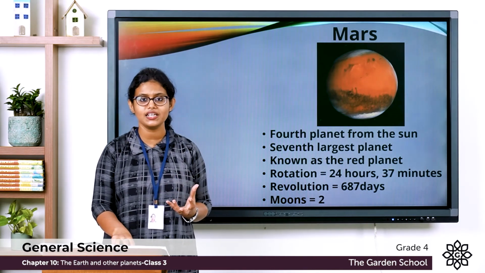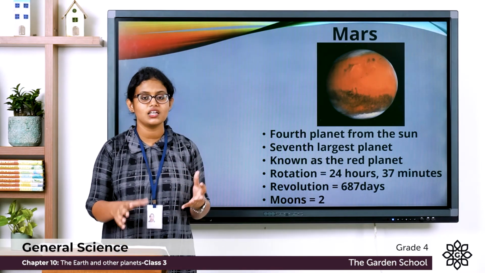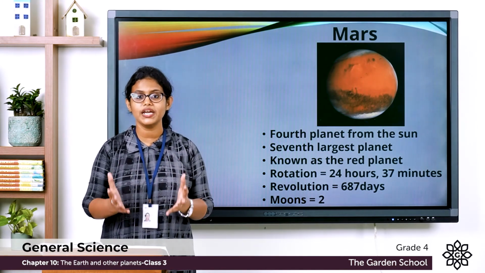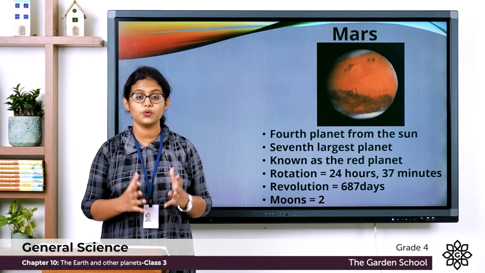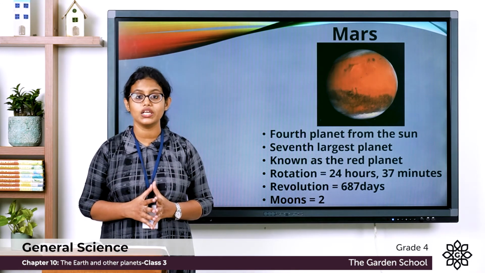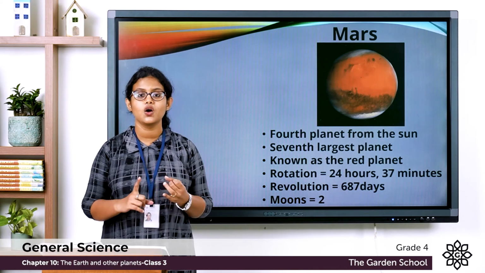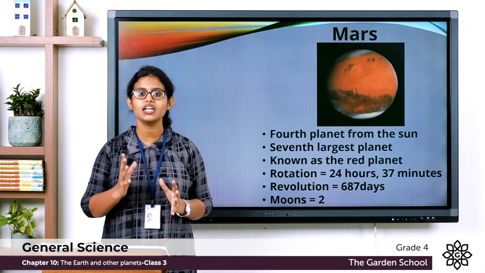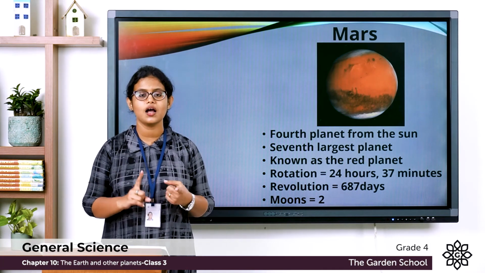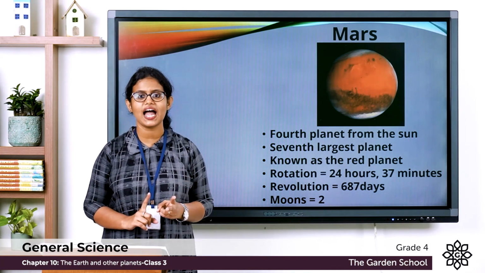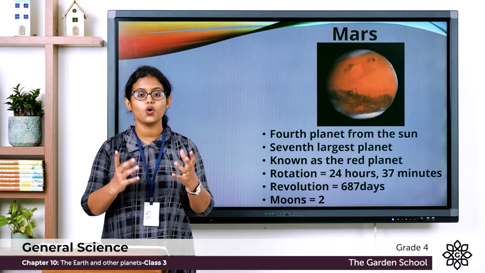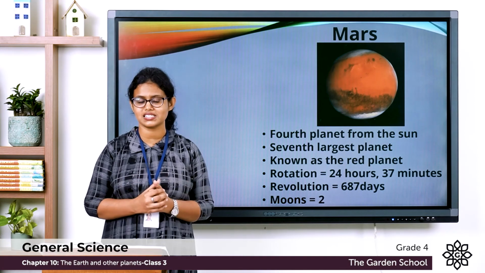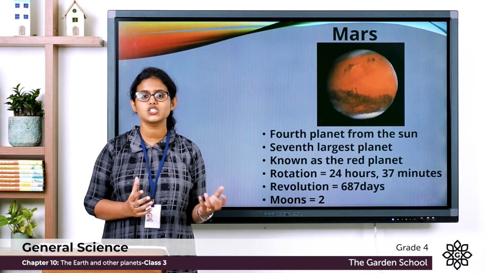So what are inner planets? Inner planets are planets that are closer to the sun. And all these planets are made up of rocks. Which are the inner planets we learnt? We learnt about Mercury, Venus, Earth and Mars. These are inner planets. Among these, Mercury and Venus do not have moons. Venus and Earth look almost the same in size. So we call it Earth's twin.